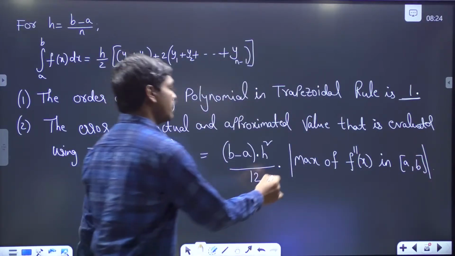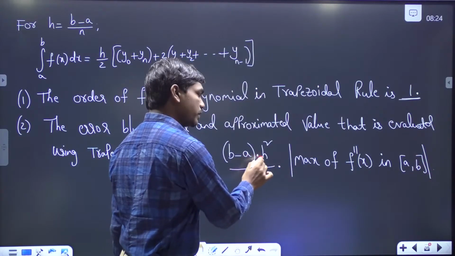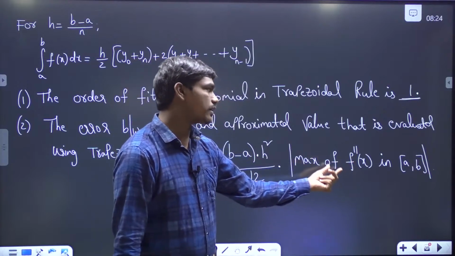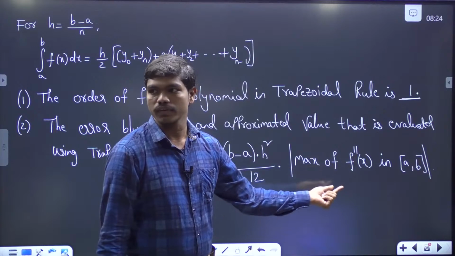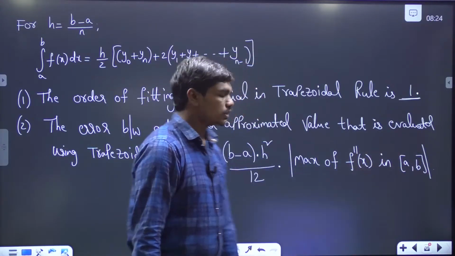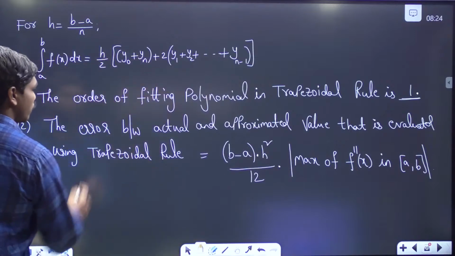Okay, so b minus a, b is known, a is known to you, h is known to you, 12 is a constant, and if there is a function f of x, you know how to find f double dash of x and find the maximum value of this f double dash of x in the interval a comma b. Okay, so if you can write this, then we can say one thing.